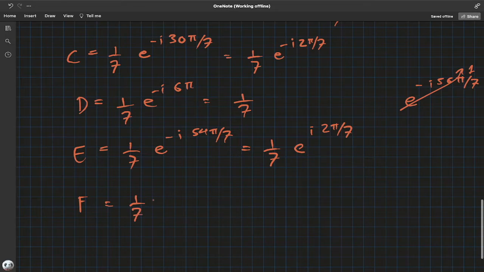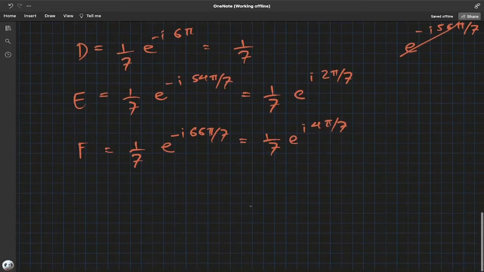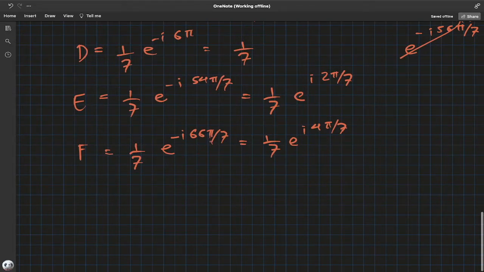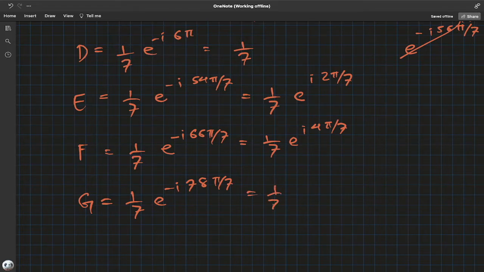For F, nothing changes. 1/7 e to the negative i, I think, 6 times 11, so 66 pi over 7, which we can reduce further to 4 pi over 7, the closest multiple of 14 being 70. And then for the last one, when we take the limit as x goes to e to the i 13 pi over 7, we have 1/7, 13 times 6, which is 78 pi, which you can also reduce down to 6 pi over 7.